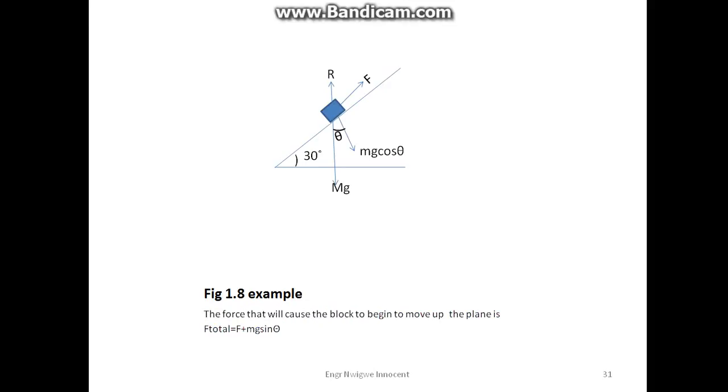Looking at the diagram, a mass of 40 kg lying on an inclined plane of 30 degrees, having a normal reaction of R, and the force that is pulling it up the plane as F, and the weight of the body is mg, with the normal reaction mg cos theta. Figure 1.8, example: the force that will cause the block to begin to move up the plane is F total equal to F plus mg sine theta.